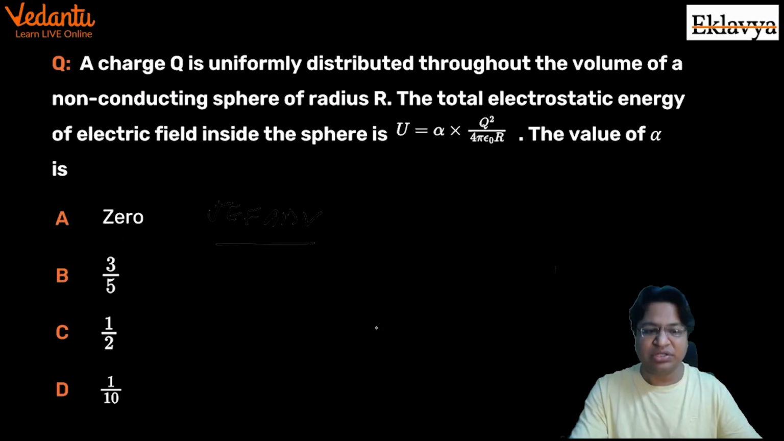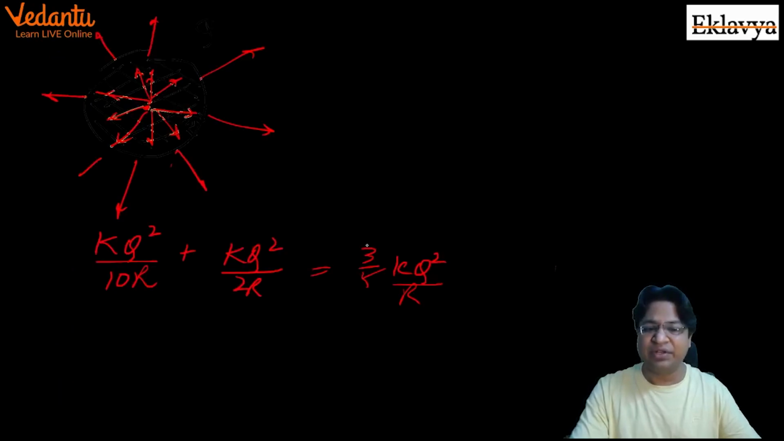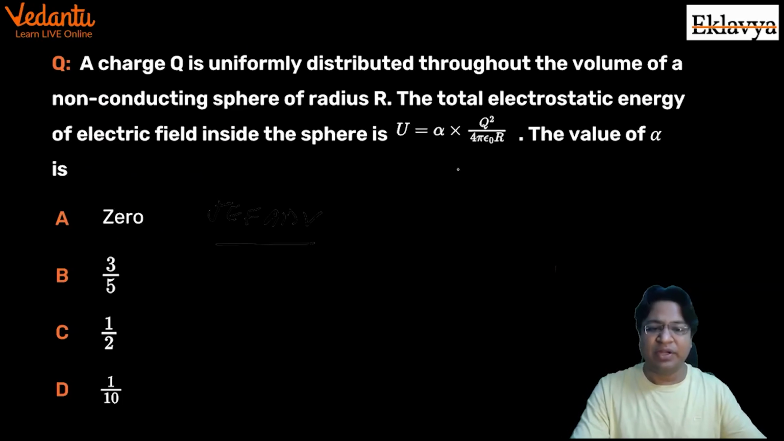Now this question is asking for the energy present inside the sphere. So this is what we are talking about. If I check it, it's kq square by r into alpha. Alpha is 1 upon 10 then. That's right, so alpha would be 1 upon 10. So clearly the answer would be option D.